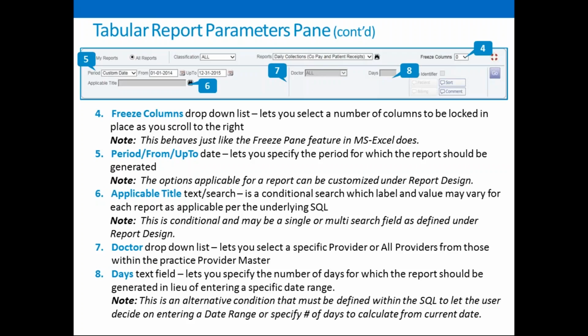Number 5 and number 8 give you flexibility in determining the date parameters for your report. You can either specify a period, such as today, this week, this month, or a custom date range where you actually specify a from and through date. Or under number 8, if that field is enabled for you, then you can just specify a number of days. Instead of looking on your calendar and seeing, okay, it's November 14th, if I want 90 days, I need to go back to August 15th, or is it August 13th, or is it August 14th?